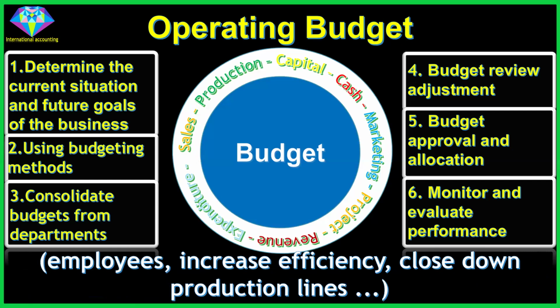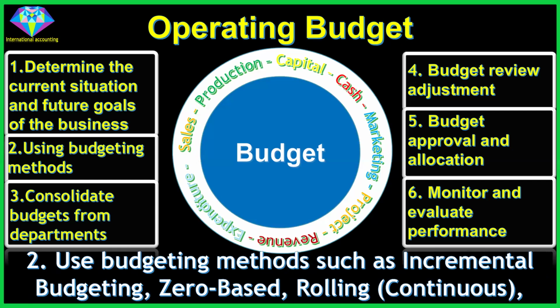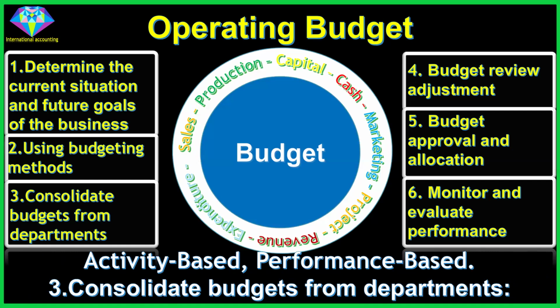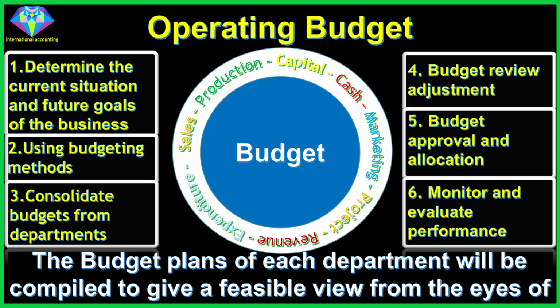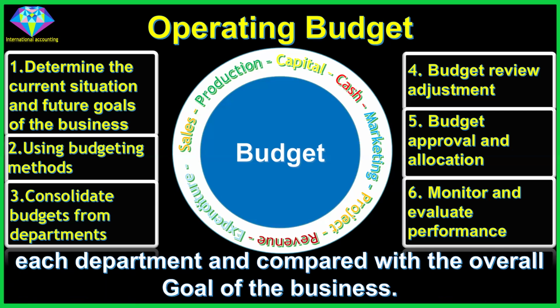Employees, increase efficiency, close down production lines. 2. Use budgeting methods such as incremental budgeting, zero-based, rolling, continuous, activity-based, performance-based. 3. Consolidate budgets from departments. The budget plans of each department will be compiled to give a feasible view from the eyes of each department and compared with the overall goal of the business.